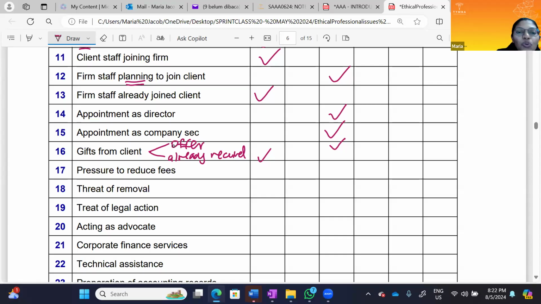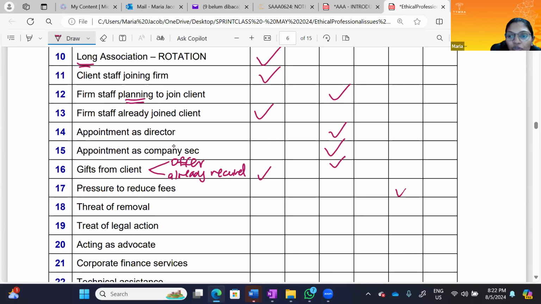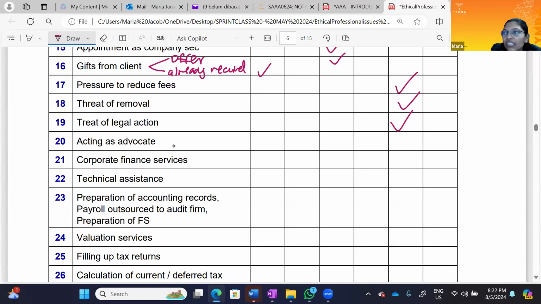So pressure to reduce fee. Intimidation. Yes. So pressure to reduce fee is intimidation. Threat of removal, again, it is intimidation. Threat of legal action is also intimidation. Acting as advocate is going to be advocacy. Yes, advocacy, if you go and advocate for them.